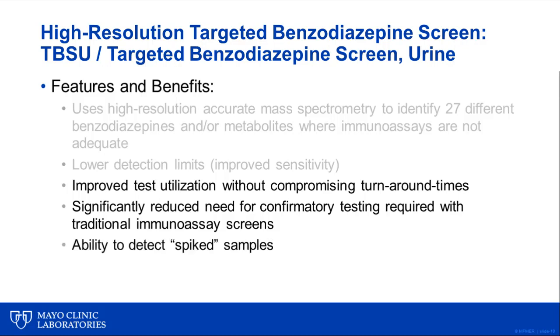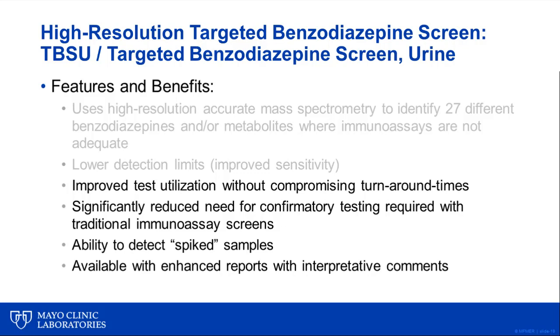Because it detects both parent and metabolite of a benzodiazepine, we can identify spiked samples where patients crush out the pills and then add them into the urine instead of ingesting them. Lastly, this new test comes with an enhanced PDF report that has interpretive comments to aid the clinician with the interpretation of the test results.